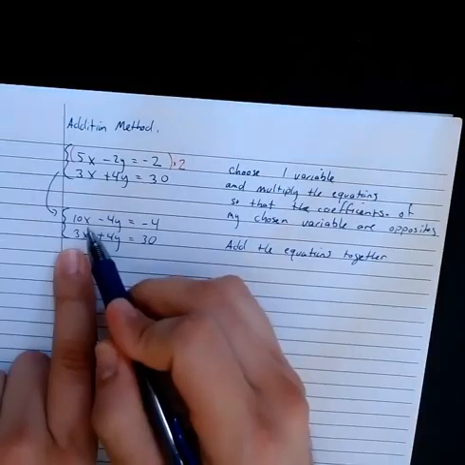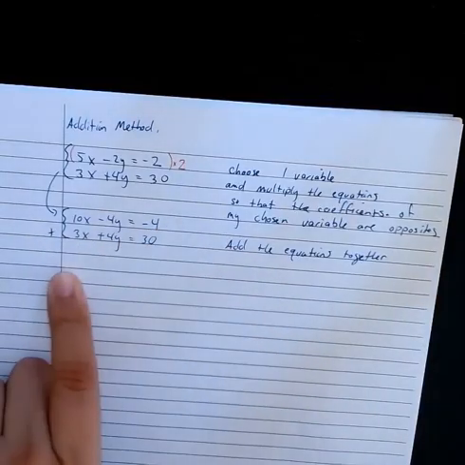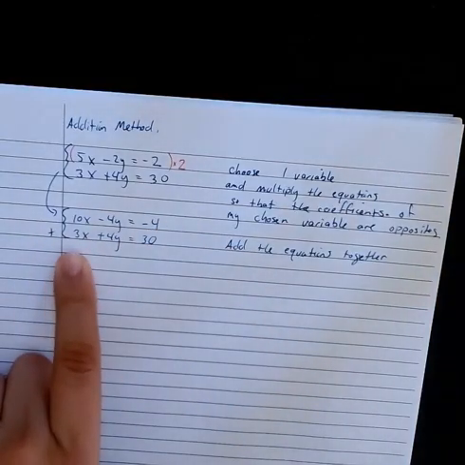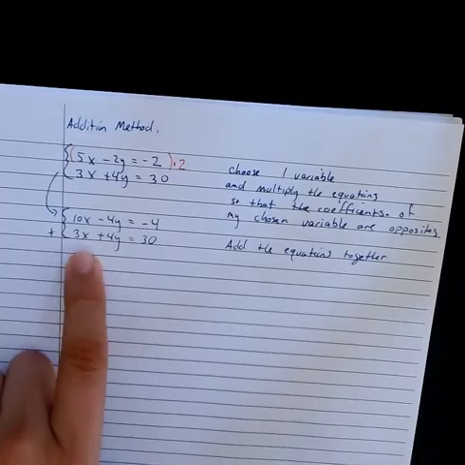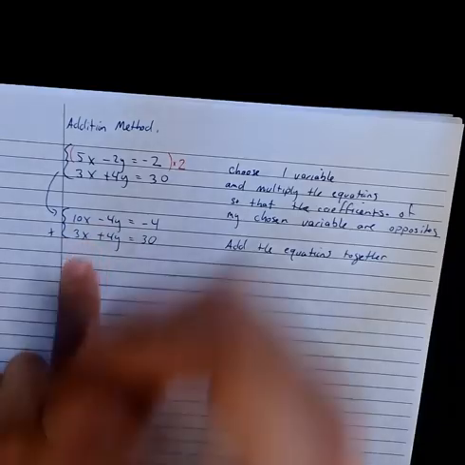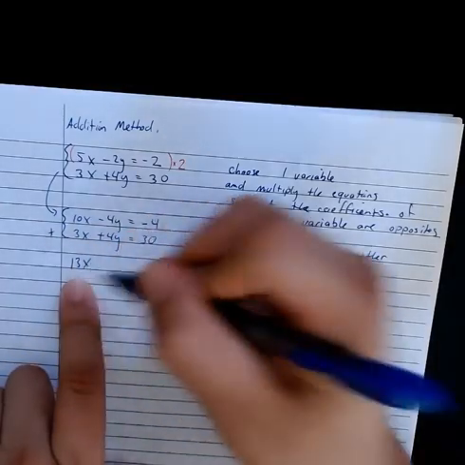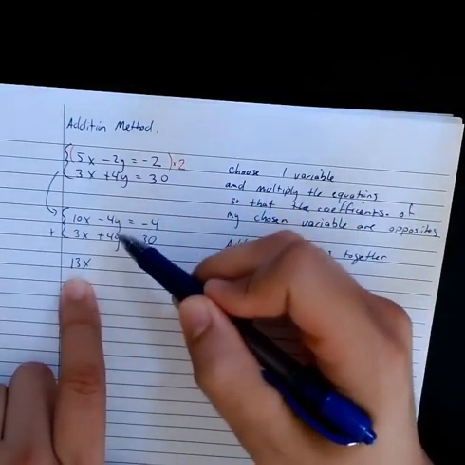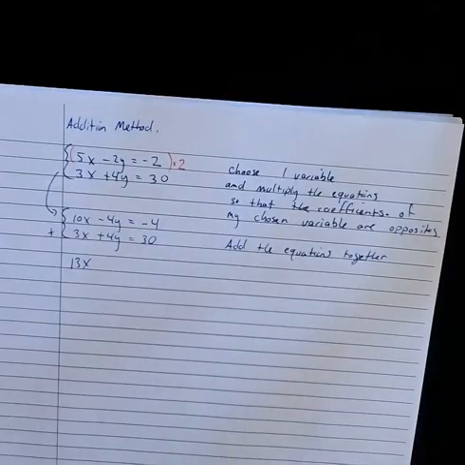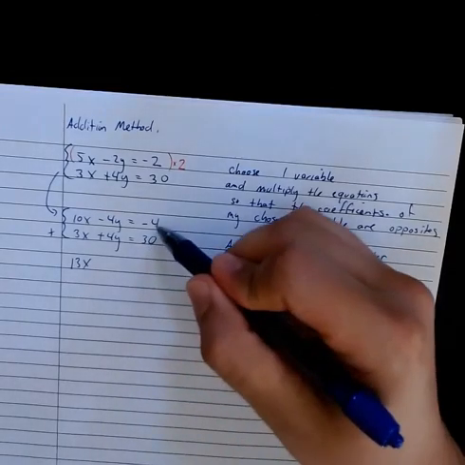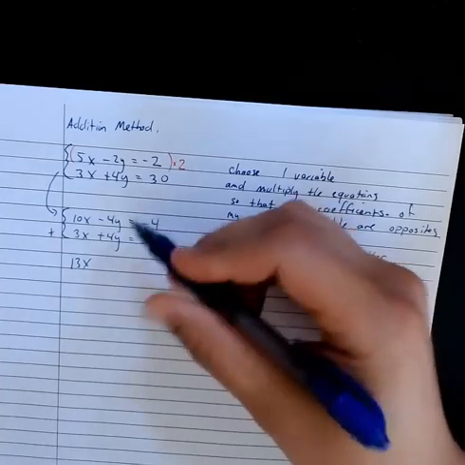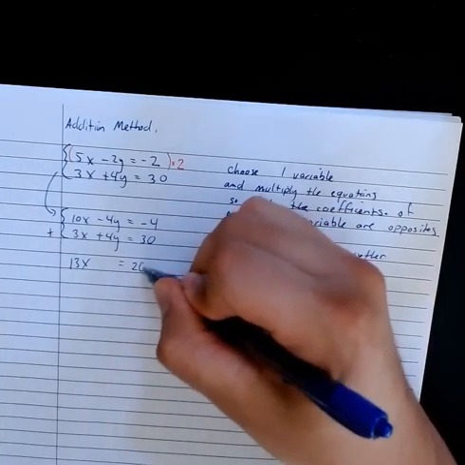So here we're just going to go straight up and down. We're going to add. Remember, when you add expressions, you add like terms: x's with x's, y's with y's, constants with constants. So here 10x plus 3x will give me 13x. If I add these together, 4y minus 4y is 0. That's the whole point of this. We're trying to get one of our variables to disappear so that our equation is now easier. Notice now if I add these together, 30 plus -4, that's 26.